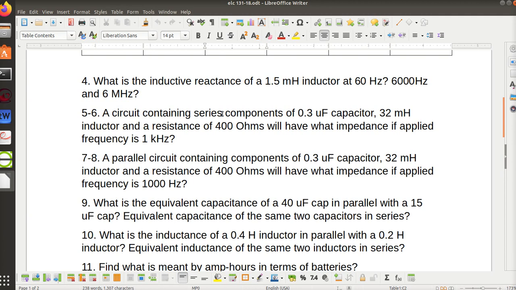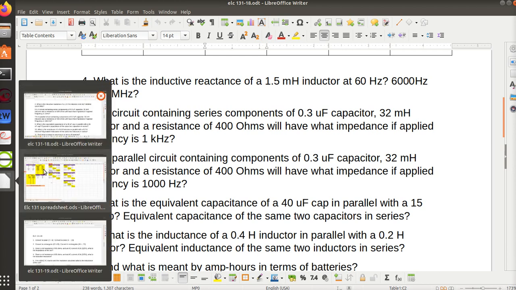A circuit containing series components of 0.3 microfarad and 32 millihenries and a resistance of 400 ohms will have what impedance if the applied frequency is 1 kilohertz? Okay, so I know my frequency is 1 kHz. I know my capacitance. I know my capacitive reactance. I know my inductive reactance. So let's go in here and see what I get.